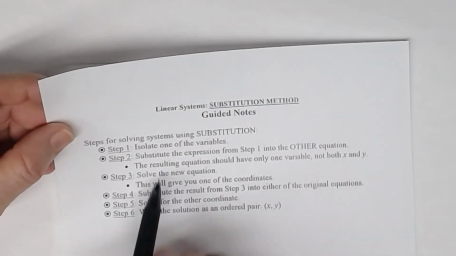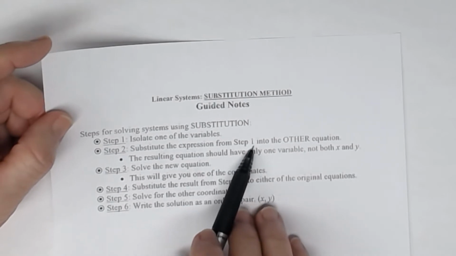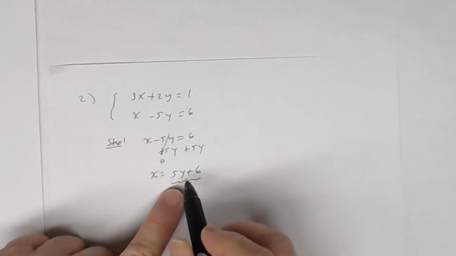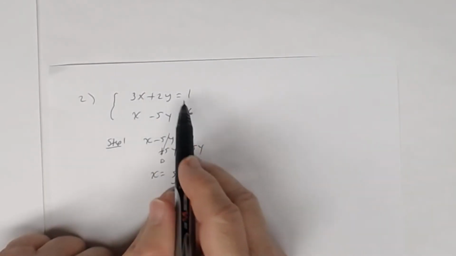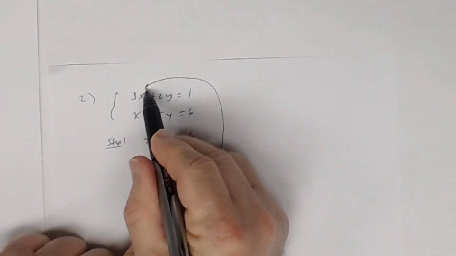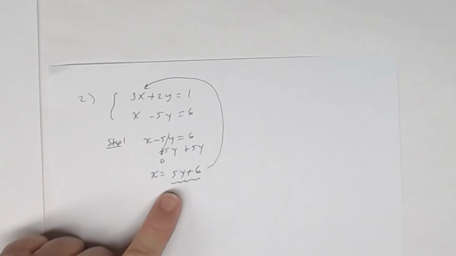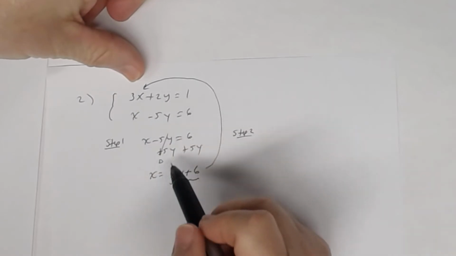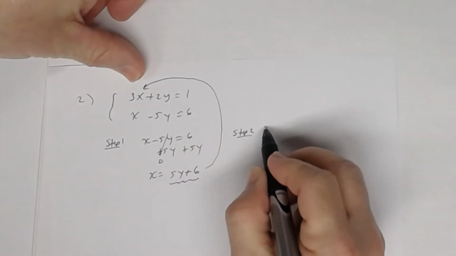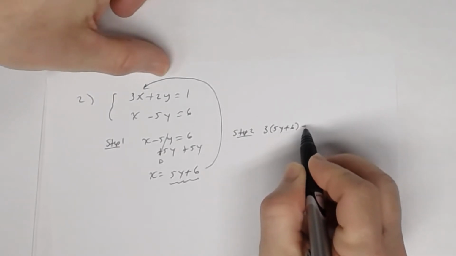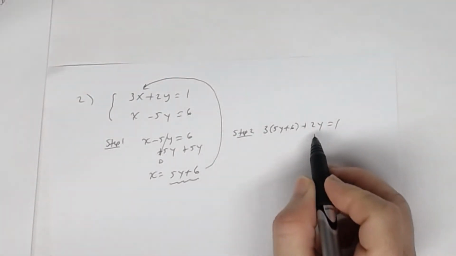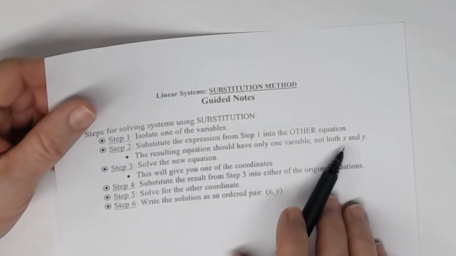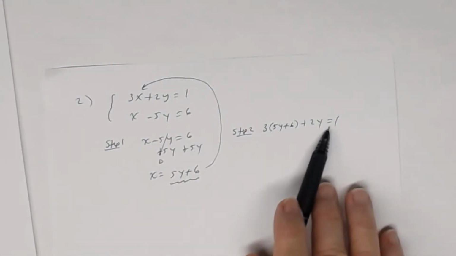Then step 2 says I'm going to substitute that expression from step 1 into the other equation. So I go to the other equation, and wherever you see the variable x, I'm going to substitute 5y plus 6. So step 2, you're going to say 3 times x, and remember, x is this expression, 5y plus 6, and then plus 2y equals 1. Notice that bullet right here: the resulting equation should have only one variable, not both x and y. The only variable I see here is y.